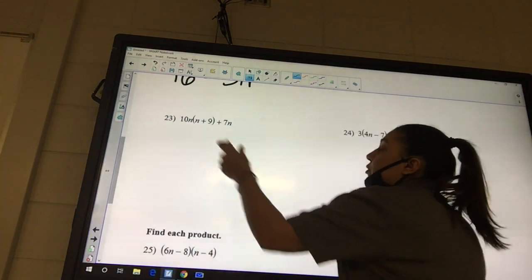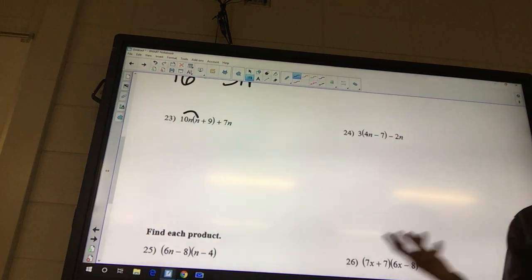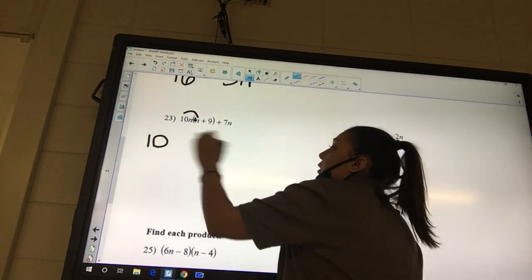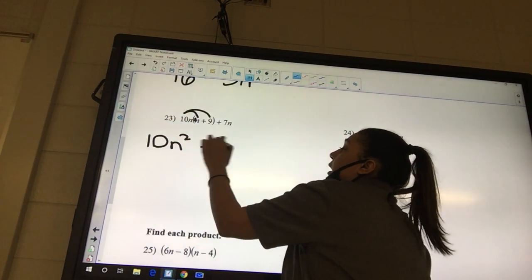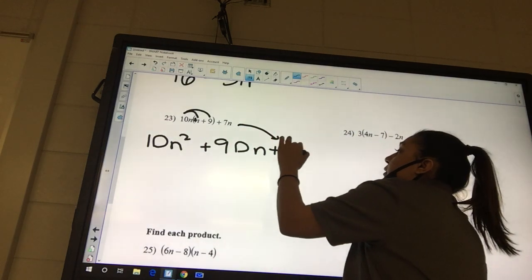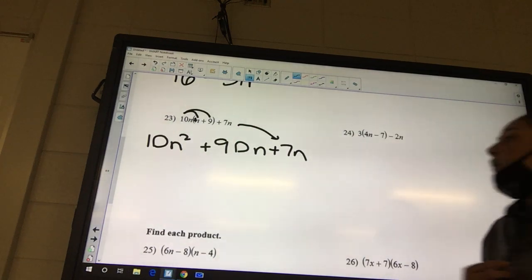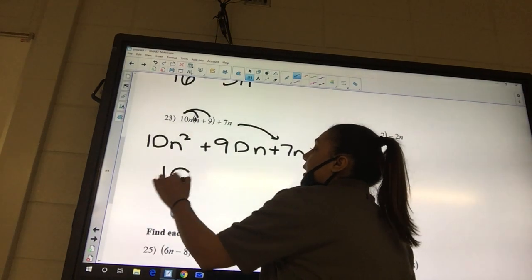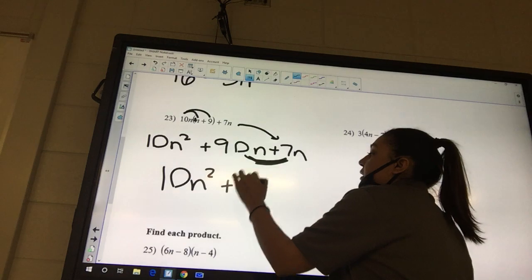Okay, this one we're going to distribute. So 10 times what? 1. It's 10 times 1, which is going to be 10. How many n's? 2, so n squared. 10 times 9, 90. How many n's? 1. And then I still have this plus 7n. So we got 10n squared, and we can put these two together to give me plus 97n.